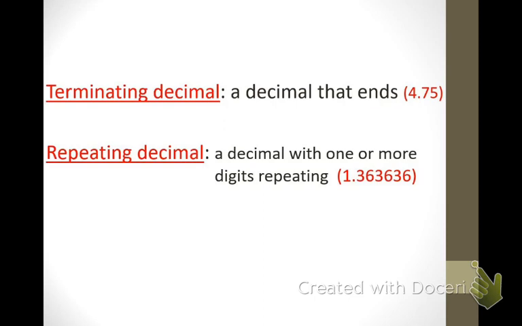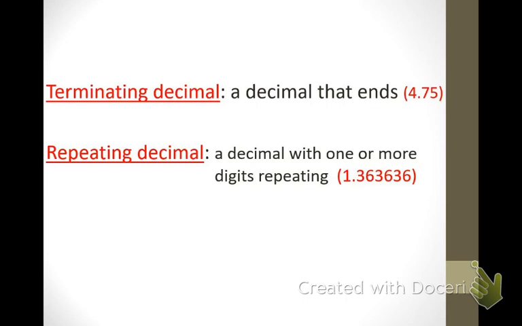So here we have 4.75. You can see it ends right after the 5. You could have 5.1, 6.2. Who can give me another example of a terminating decimal? Carlos? 100.2. 100.2, okay? That's a fever you don't want to have. All right, who has got one more? Katie? 89.1. It ended, okay? Let's look at the next one.